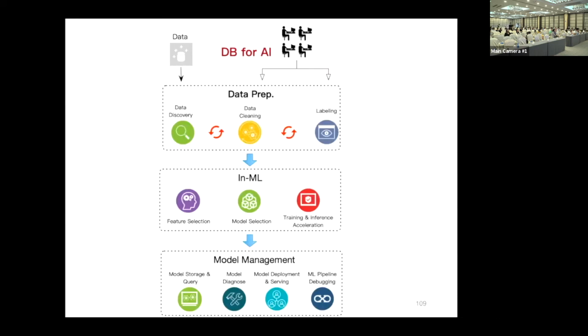including data discovery, cleaning, and labeling. Secondly, model training consists of a number of time-consuming steps, including feature selection, model selection, as well as training and inference stages, which can be accelerated using DB techniques like materialization or parallelism. Thirdly, DB-based techniques can also be used to manage the trained models, including model storage, query, deployment, and debugging. Thus, the above steps have been extensively studied recently, and we review them thoroughly in this tutorial.